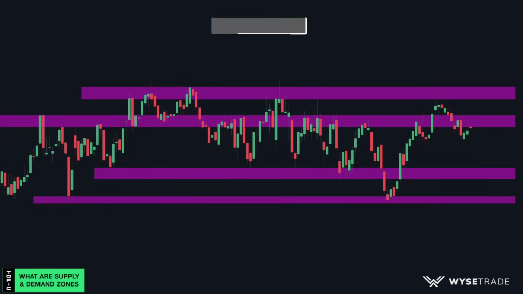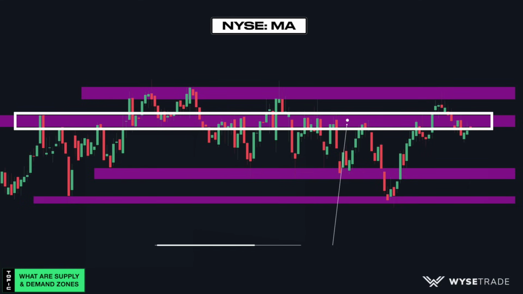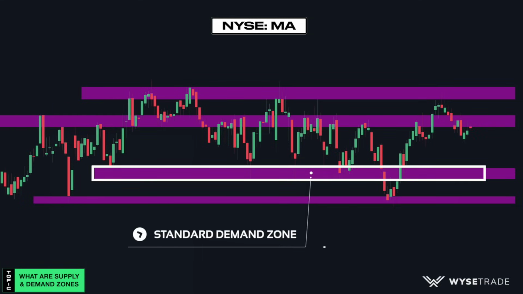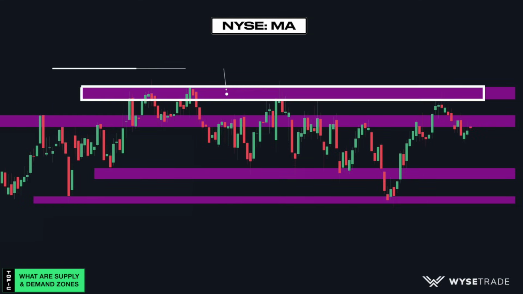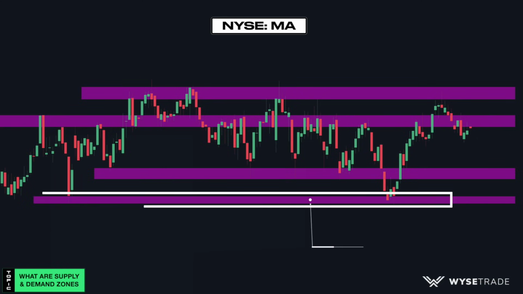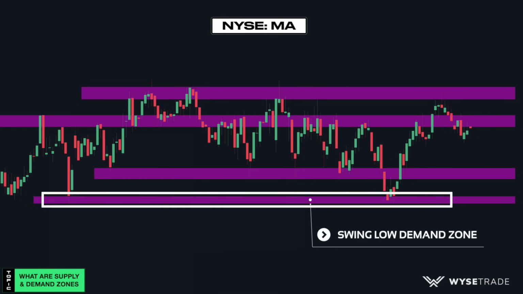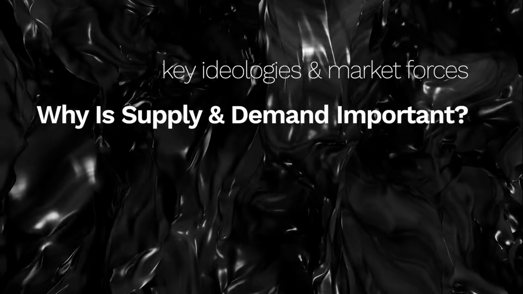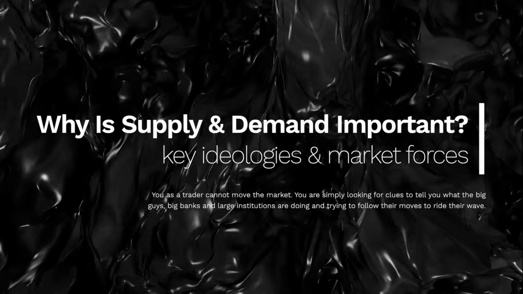So one more example. This is the MasterCard stock. This supply zone here is a standard zone. This demand zone here is a standard zone. This supply zone up here is known as a swing high supply zone, which represents a very expensive area and is one the big boys are watching closely. This demand zone down here is known as a swing low demand zone, which represents a very cheap area and is one that the big boys are watching closely. So why are supply and demand zones important to understand?